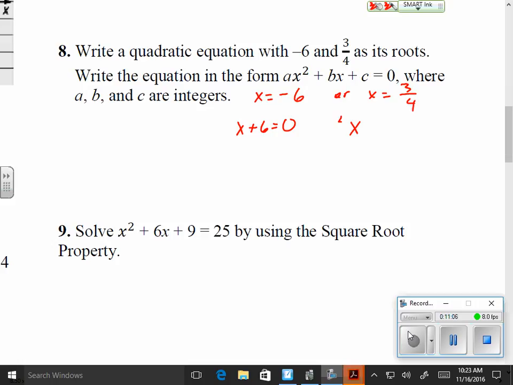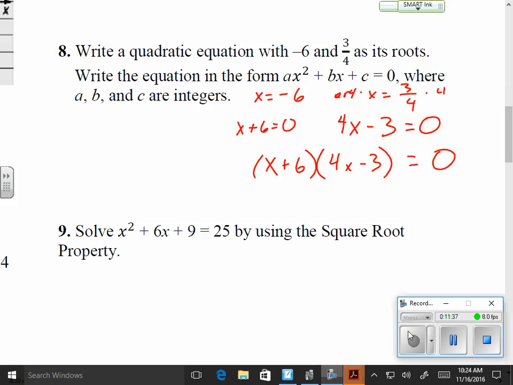x equals 3/4 becomes 4x minus 3 equals 0. Okay? If I go backwards, I multiply both sides by 4, and that's a 4x, and then I subtract the 3, and I get that. So then I go backwards into my quadratic, and it's x plus 6 times 4x minus 3 equals 0.